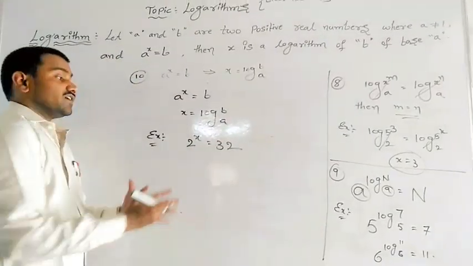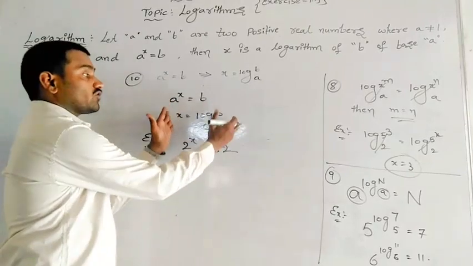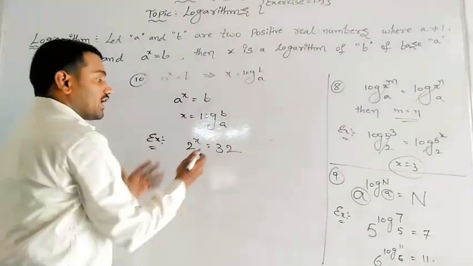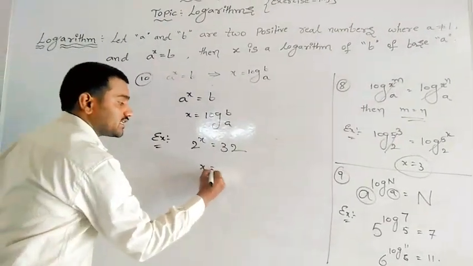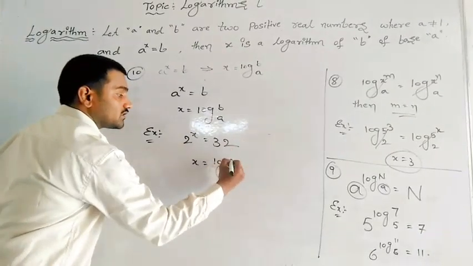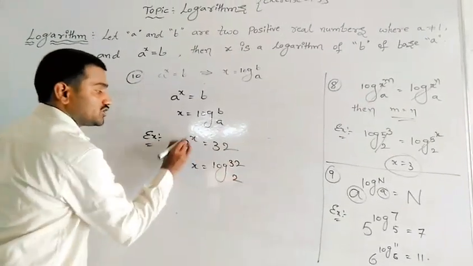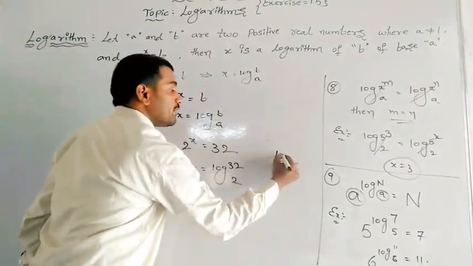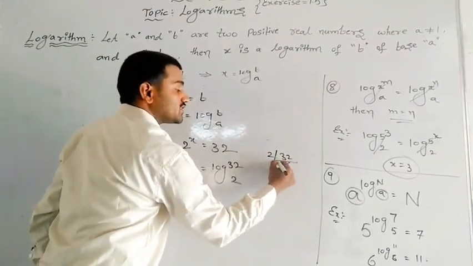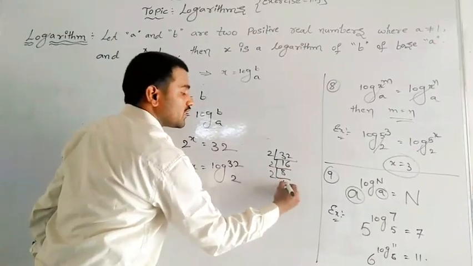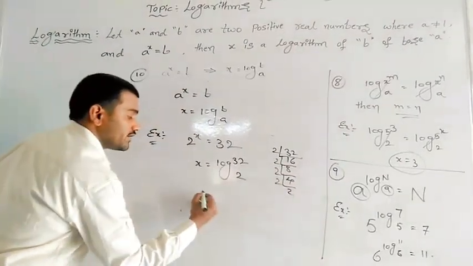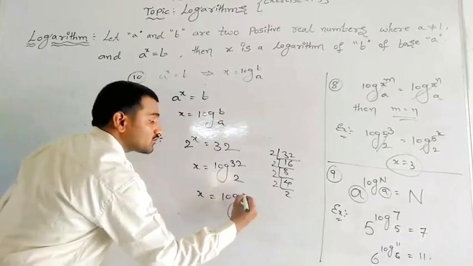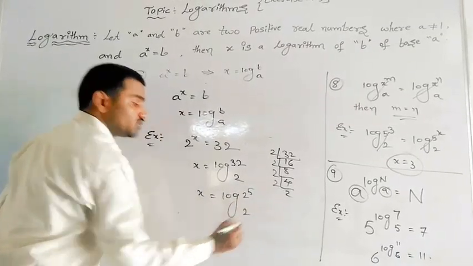Let's see by the logarithm. This is the exponential form. We have to convert it to the logarithm form. In logarithm form, x equal to log 32 base 2. This 2 will come in the base place. Then how can you write 32? By factorizing 32: 2 16s, 2 8s, 2 4s and 2 2s. That means we can write 32 as log 2 to the power of 5 base 2.